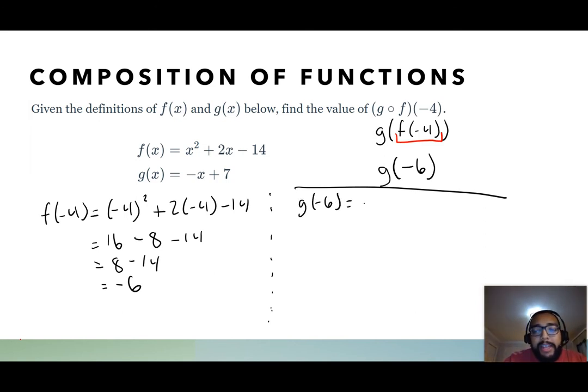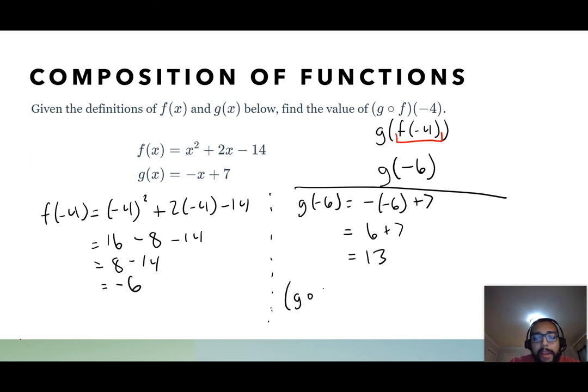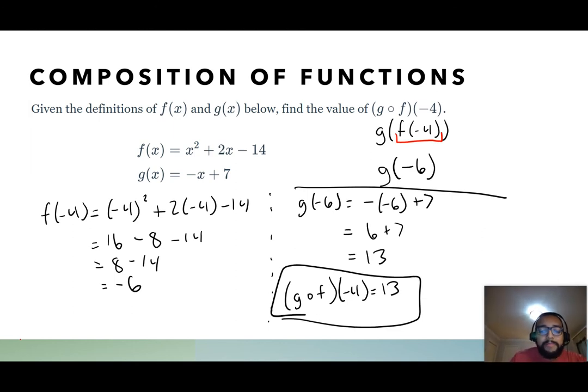But instead, this time we'll use our g of x equation. -1 times -6, just a positive 6. And that's a positive 13. Doesn't really matter how you write it. However, perfect, look at that. Make sure you write it very nicely and box it up.